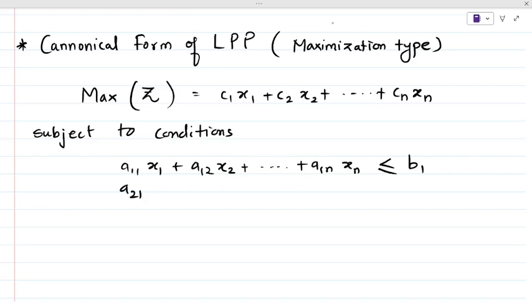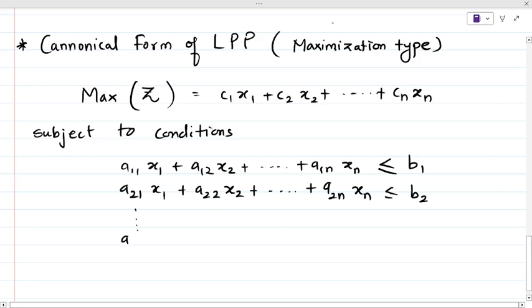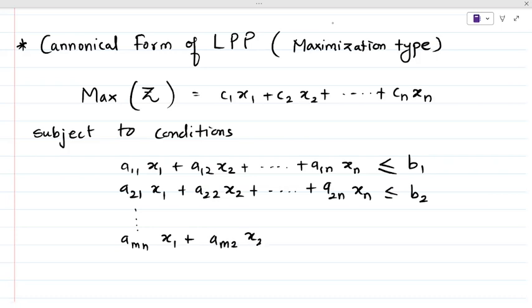So x1 here we have, then here a22 x2, so on up to a2n xn less than or equal to b2. Then here am1 x1 plus am2 x2 plus and so on up to amn xn less than or equal to bm. Okay, so all these formats are there.